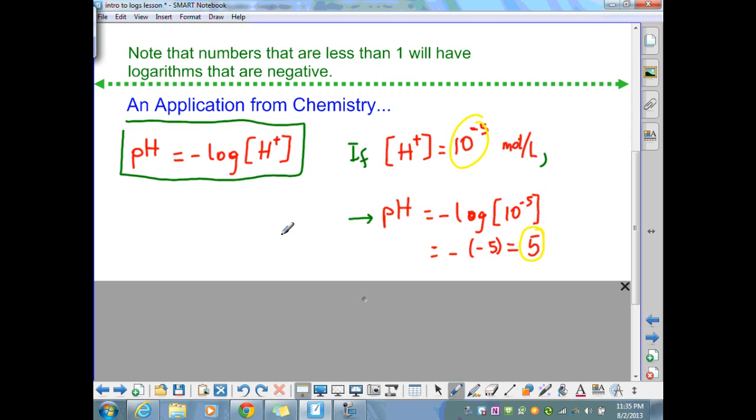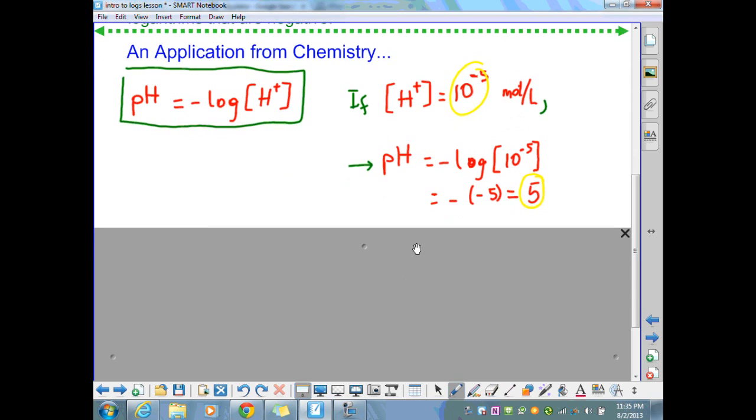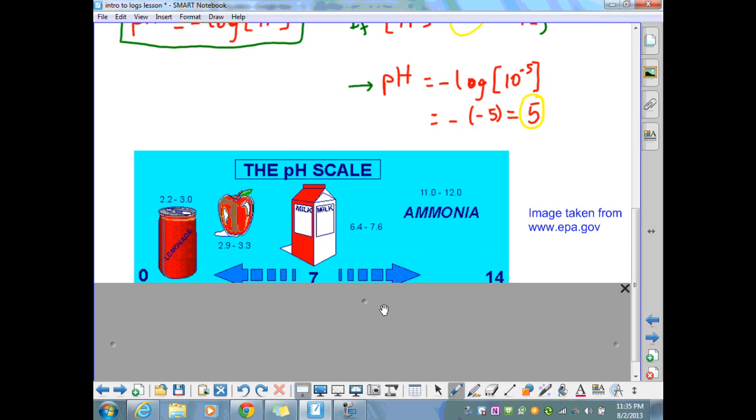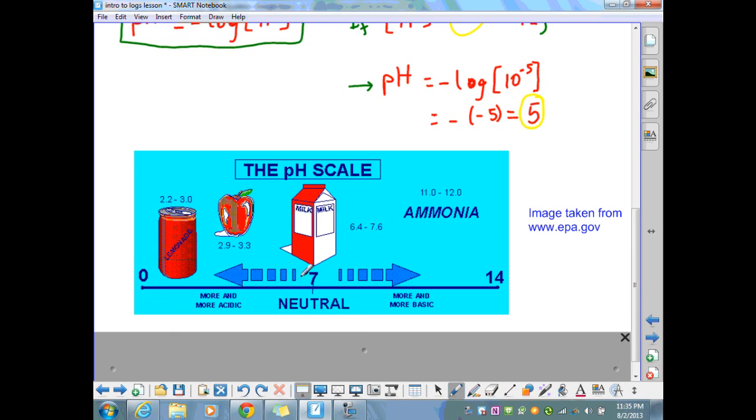So pH basically converts the concentration of hydrogen ions into a much easier to work with format. And here's a nice picture that I got from epa.gov. It shows us that a pH can be anywhere from 0 through 14. When it's 7, it means neutral.